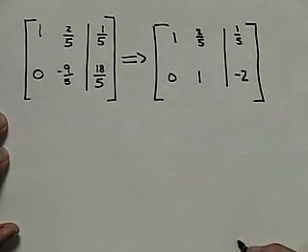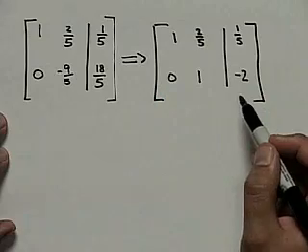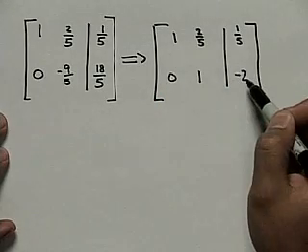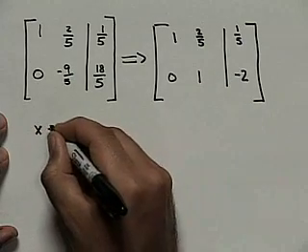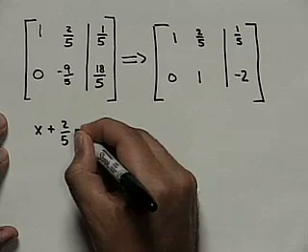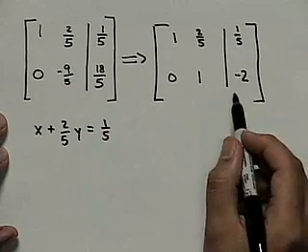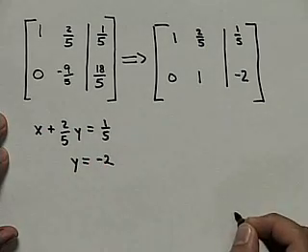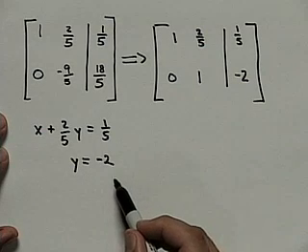So now that we've got the row echelon form, we can transform this back into a system of linear equations. Keeping in mind that the first column is for x's, the second column for y's, and the third column is the constants, this top row becomes 1x plus 2/5 y equals 1/5, and the second row becomes 1y equals -2. And there's the advantage of the row echelon form. Right away we see that y is equal to -2 in this system.